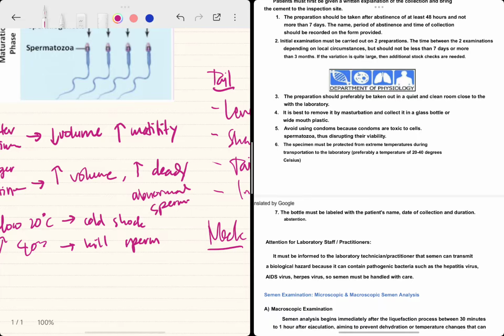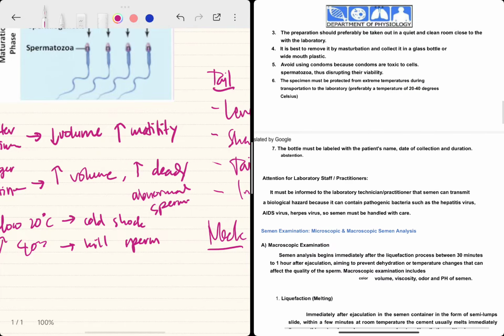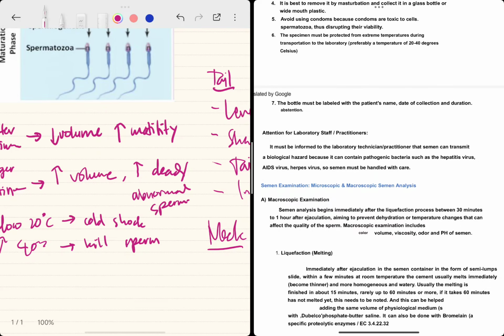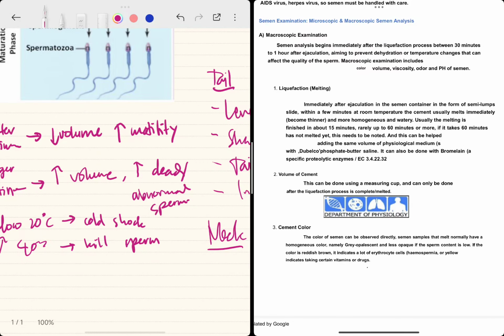And because this specimen is very dangerous, I mean it could transmit many things like diseases, like hepatitis virus, HIV, and herpes and others. So that's why you need to wear gloves and also a lab coat. It's better if you work in a biosafety cabinet, but the physiology lab doesn't have that. Okay, let's go next with the microscopic examination.